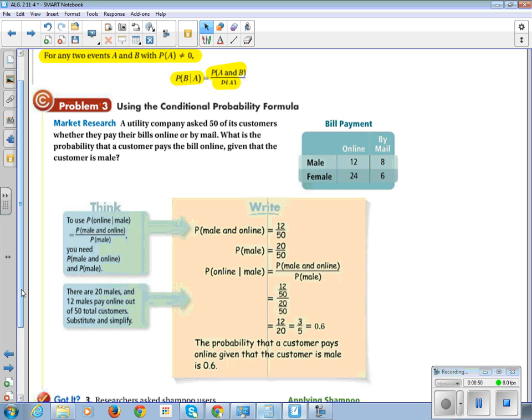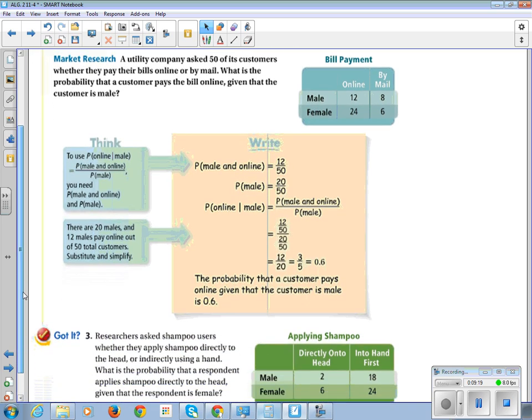So if we use the formula, you take the probability of being male and online and divide it by the probability of just being male. If you multiply the top and the bottom by 50, you'll get 12 over 20, which is 3 over 5, which is 0.6. So the probability that a customer pays online, given that the customer is male, is 0.6, or 60%. None of that you have to write.